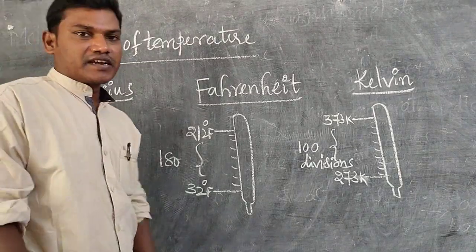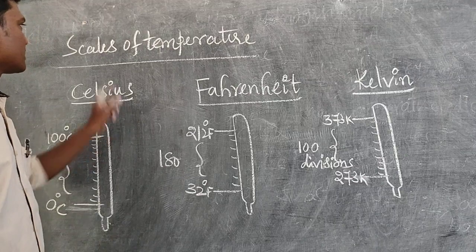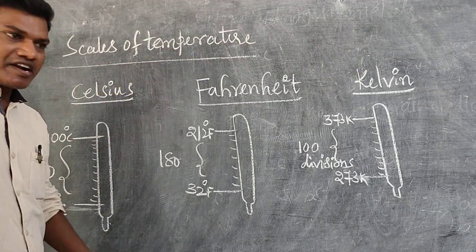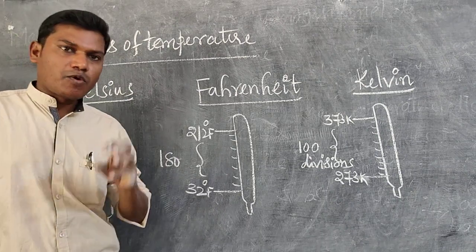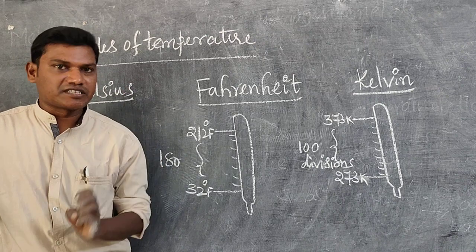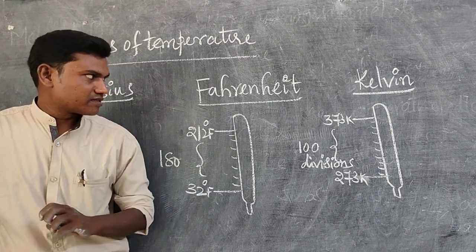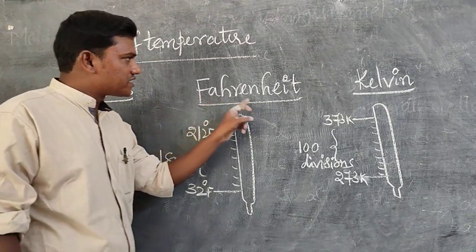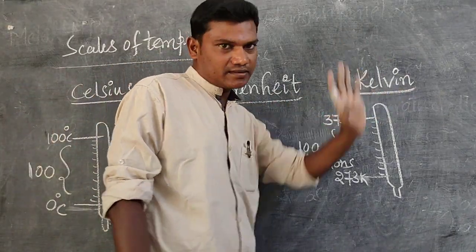So now we discuss the scales of temperature. Mainly nowadays we are using 3 scales to measure temperature for various purposes. They are namely the Celsius scale, Fahrenheit scale and Kelvin scale.